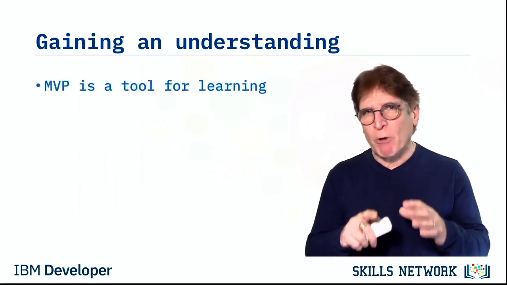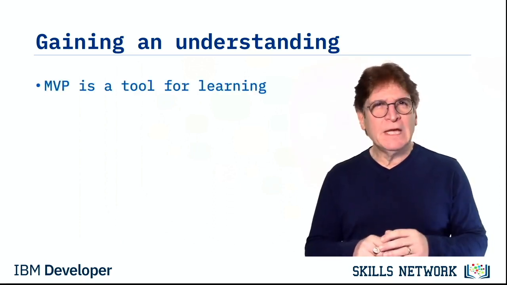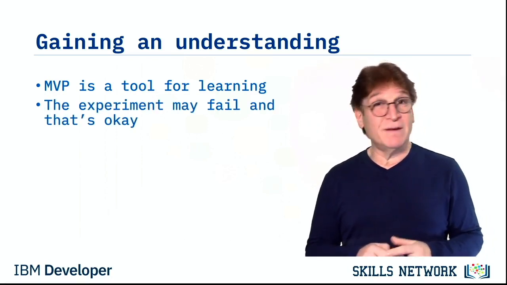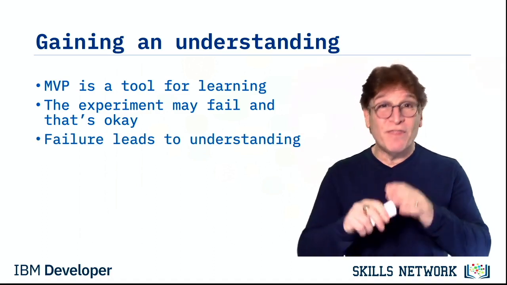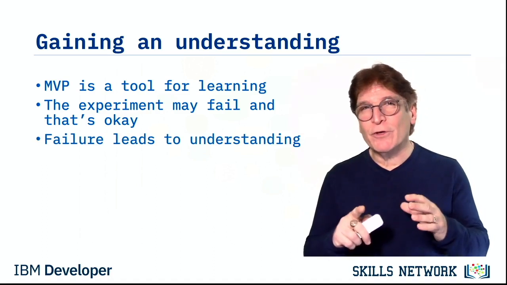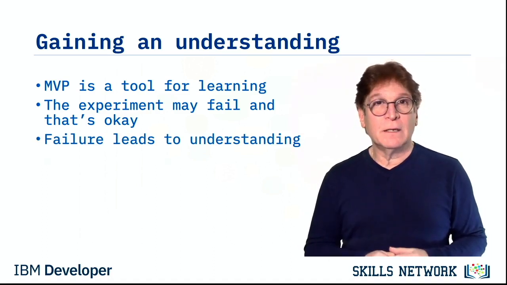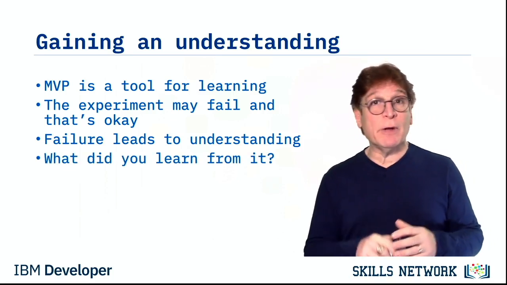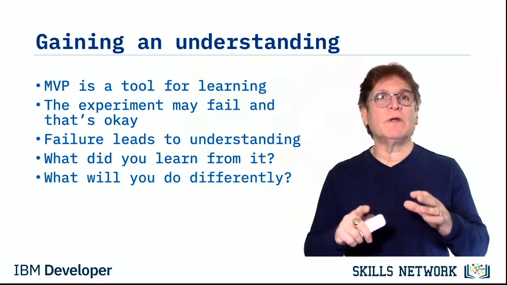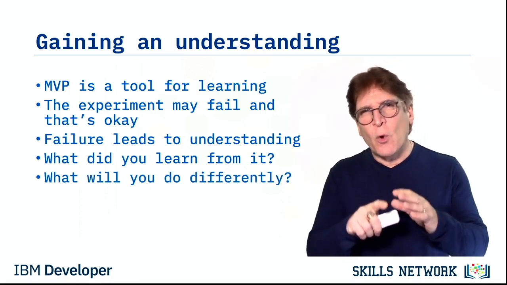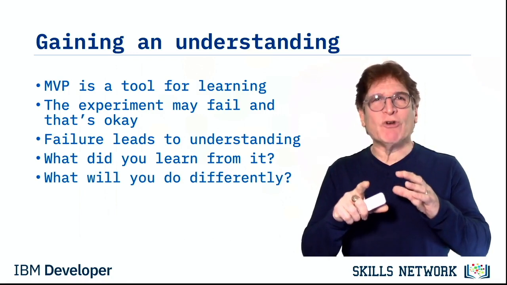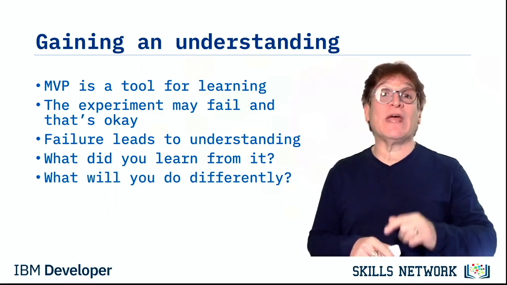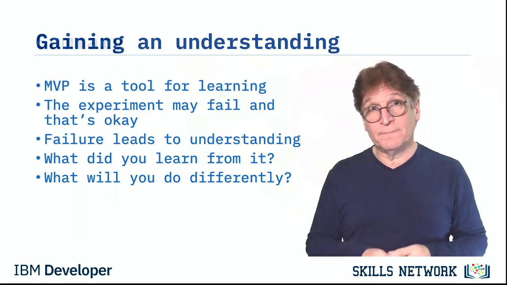A minimum viable product is a tool for learning. It's an experiment to explore the value proposition with your customer. And this experiment may fail, and that's okay, because failure leads to understanding. What did you learn from that failure? What did it teach you? What is the next experiment? What will you do different the next time? These are the questions that lead to gaining knowledge and understanding about what you're building. This is why we use MVPs in DevOps.